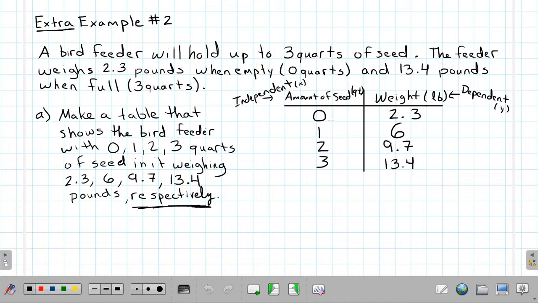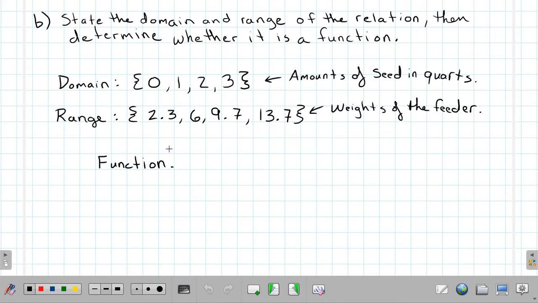Another way to think about that is if I put one amount of seed in, so if I put 1 quart of seed, can it weigh both 6 pounds and 2.3 pounds? Or can it weigh both 6 pounds and 9.7 pounds? Well, no, that doesn't make any sense. If you put 1 quart of seed in, you would expect it to always weigh 6 pounds, okay? You kind of break the laws of physics if you said 1 quart of seed weighed 6 pounds and 13.4 pounds. Or you would say 1 quart of seed weighed 2.3 pounds and 9.7 pounds, okay? So this necessarily has to be a function, okay?